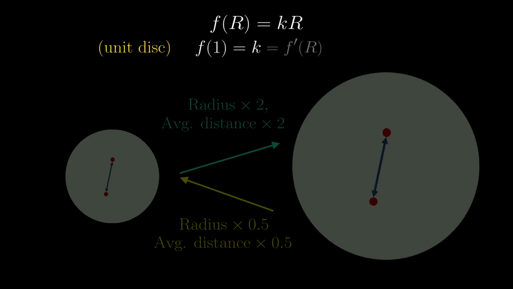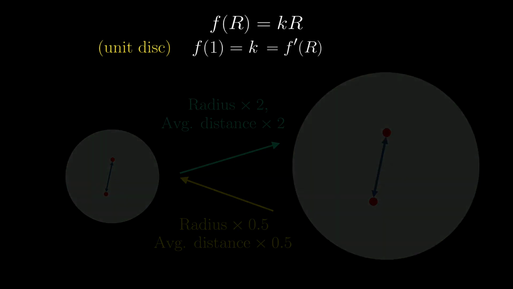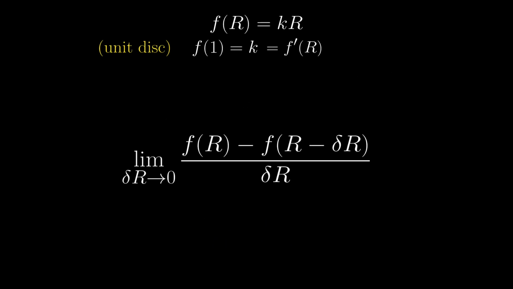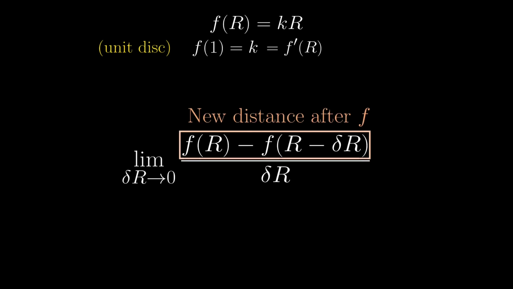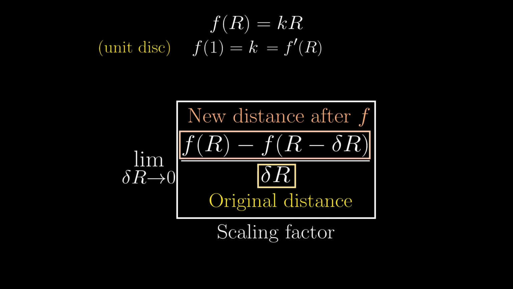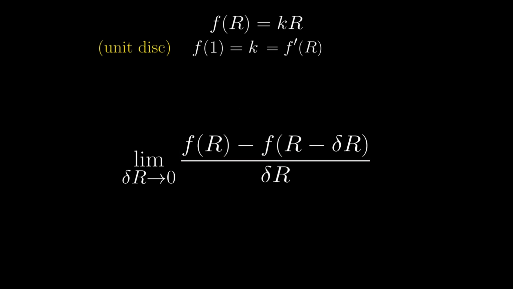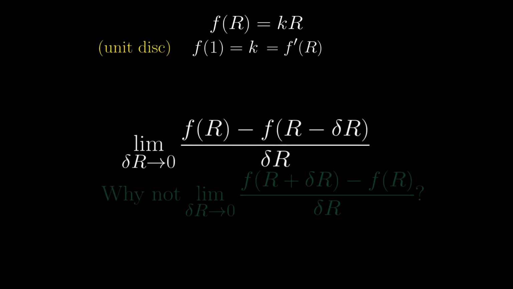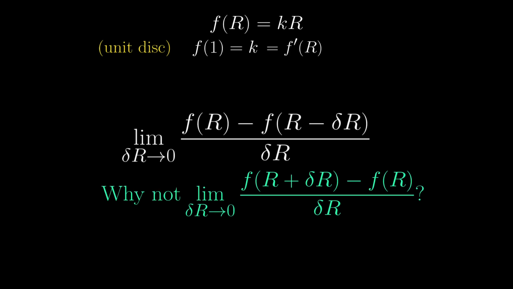k is also the derivative of f, which means that we want to find this limit. Side note, if we insist on using the lingo in the previous video, the numerator is the distance of nearby points after f, and the denominator is the original distance between two nearby points. So this ratio really is the scaling factor of f near the point r. But moving on to computation, we will consider this expression only. You might be wondering, why not this much more common expression of derivative instead? Well, the reason will be clear later on.